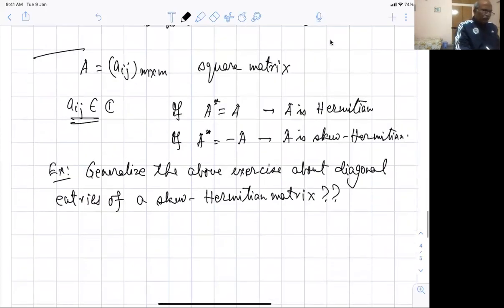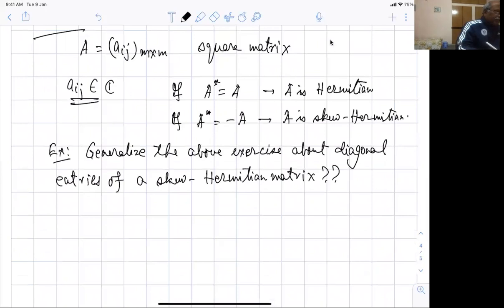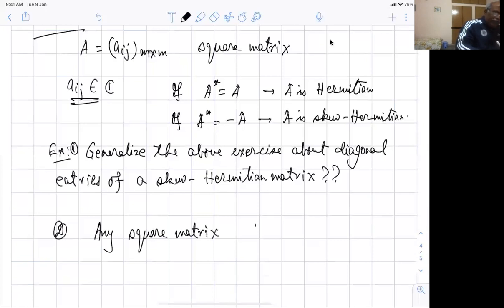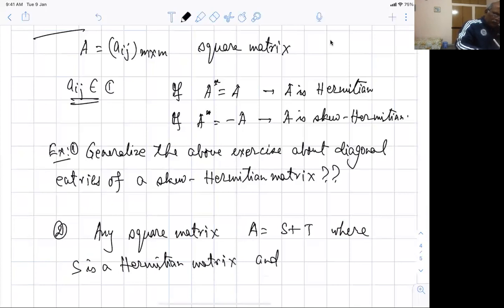All right. Now, another exercise that I would like you to do here is exercise 2: given any square matrix A, it can be written as S plus T, where S is a Hermitian matrix and T is a skew Hermitian matrix.